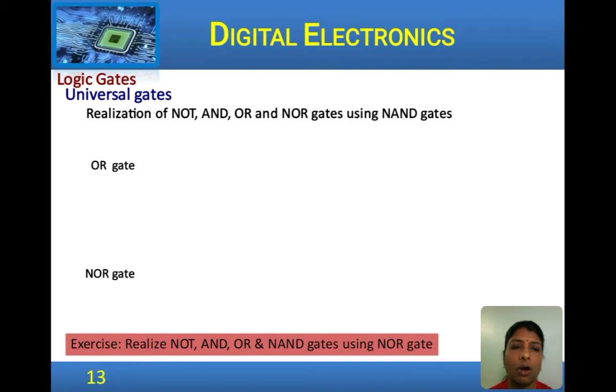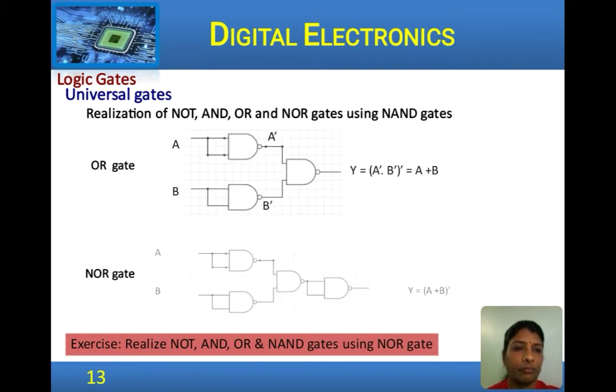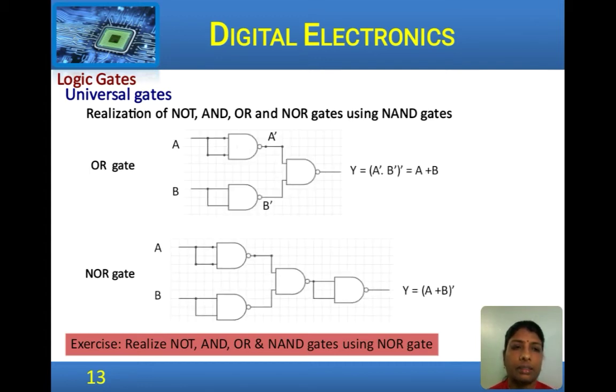Next, realize OR and NOR gates using NAND gates. Pause the video and draw the diagram. Now, check your results. So, OR is nothing but A plus B. So, using NAND gate, we get A, B the whole dash. So, now complement the inputs and give it to another NAND gate, and the result is this.